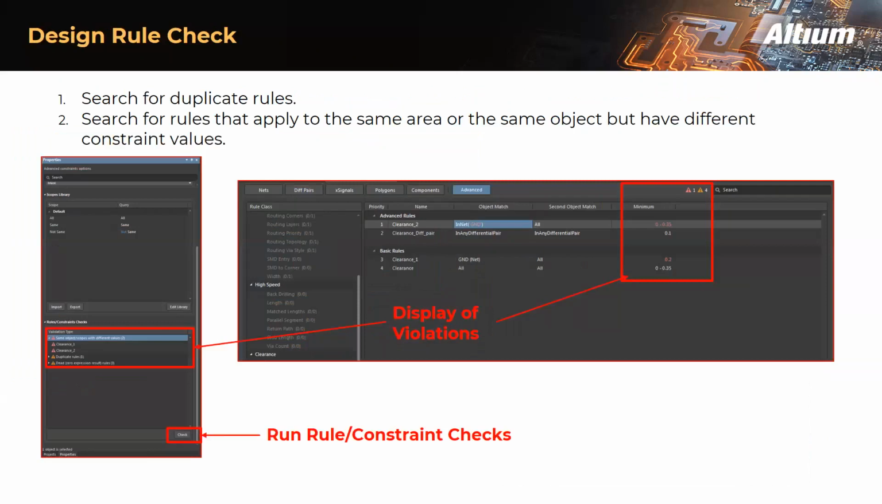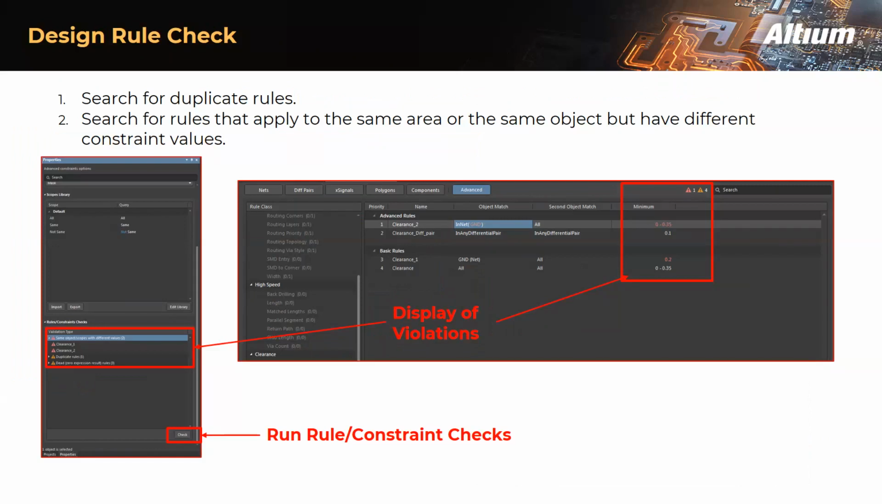Now there are a lot of rules for a design, which leaves plenty of room for mistakes. A new feature has been added that allows you to check defined rules with the click of a button. The system will find duplicate rules as well as those that apply to the same object but have different constraints, and dead expressions, which are those rules that target objects not in the design.